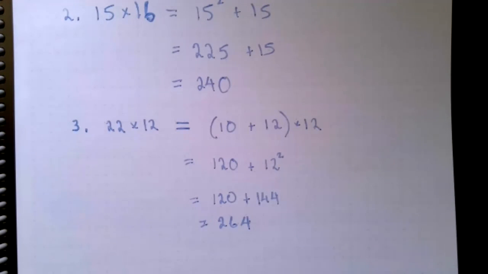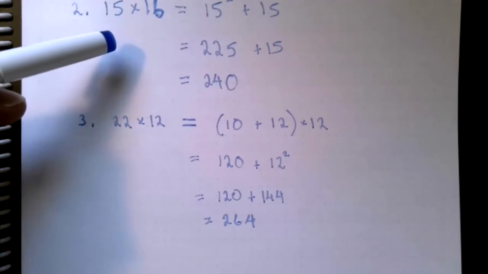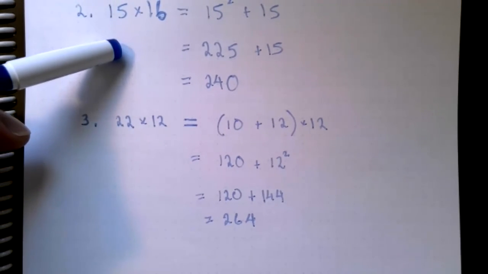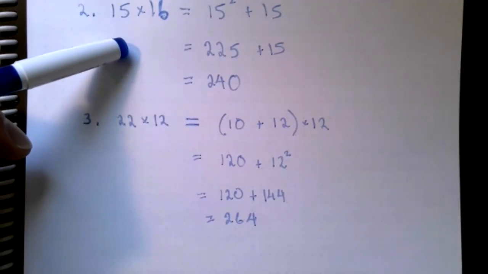Okay, so memorize that list of squares I gave you. 11, 12, 13, 14, 15, 16. Okay, know your squares up through 16. And be able to use those for mental math problems, in particular stuff like this.